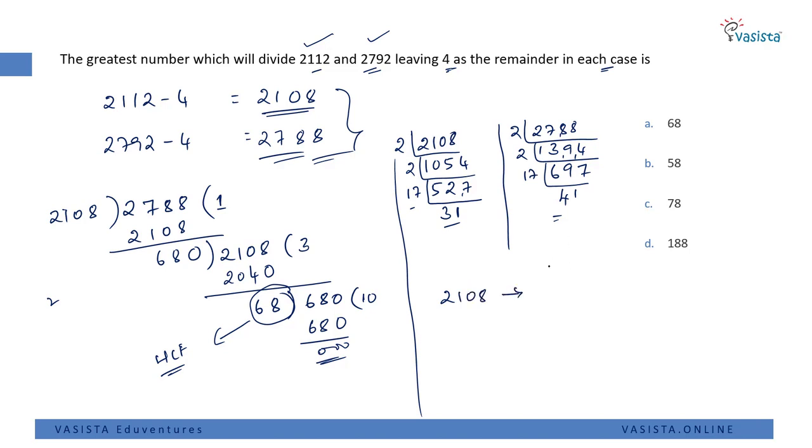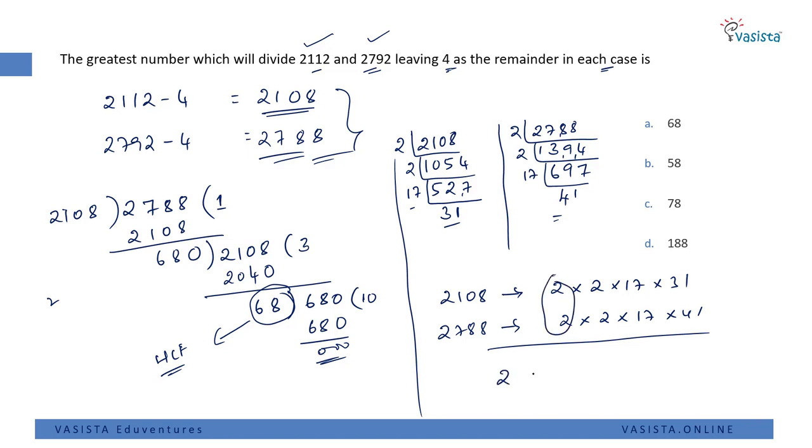So the prime factors of 2108 are 2 into 2 into 17 into 31. For 2788, it is 2 into 17 into 41. Now the common factors here are 2, again 2, and 17. So the HCF for this is 17 times 2 is 34, times 2 is 68.